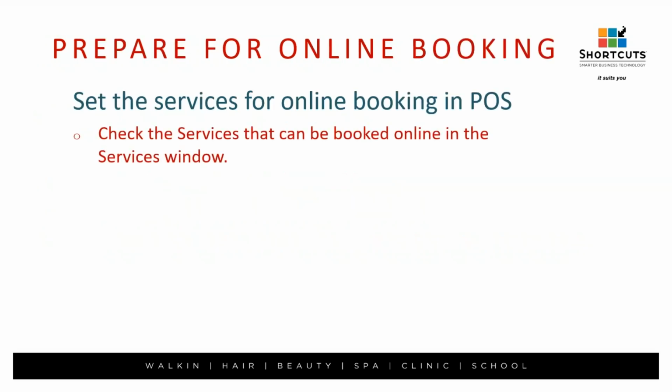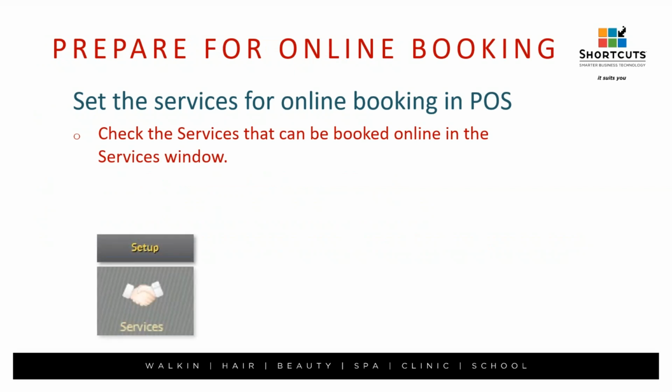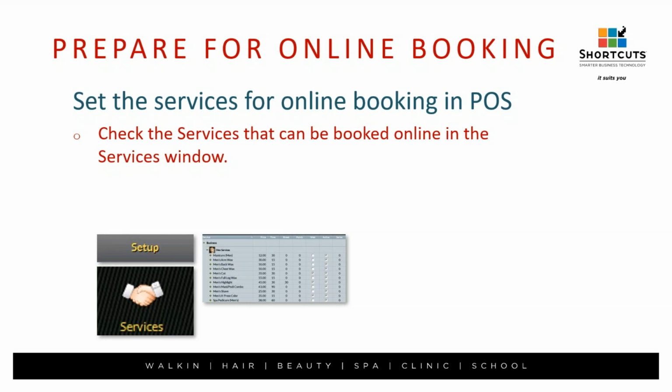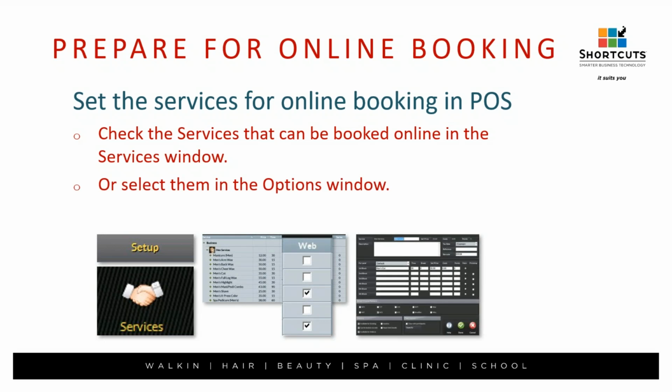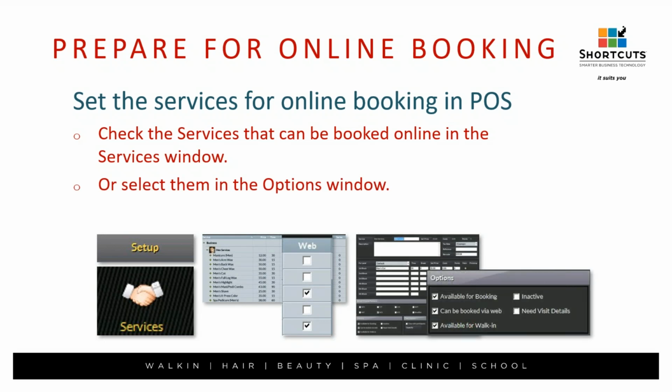The first thing you want to do, if you're using Shortcuts Fusion, the Shortcuts point of sale, is go to Setup Services and actually tell Shortcuts which services can be booked on the web, online. There's two places to do that. From the main service window, in the middle of your service list, there's a column that says Web, and you can just check and uncheck which services are available for online booking. If you go into the details for your services, there's a checkbox on the bottom left corner that says can be booked via web. Both of these checkboxes do the same thing.